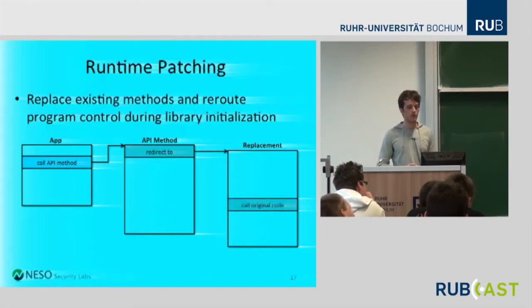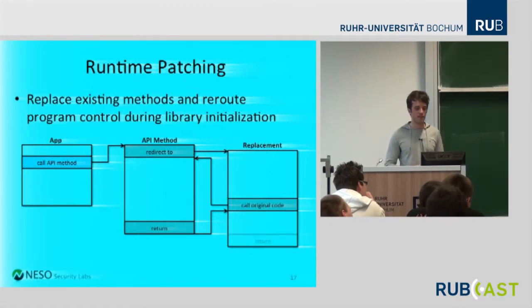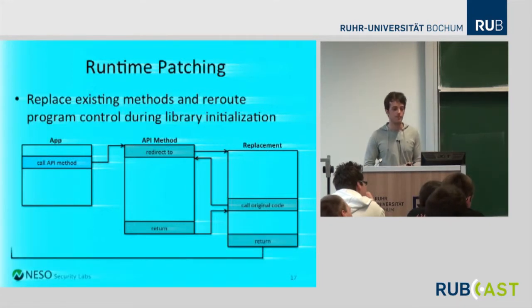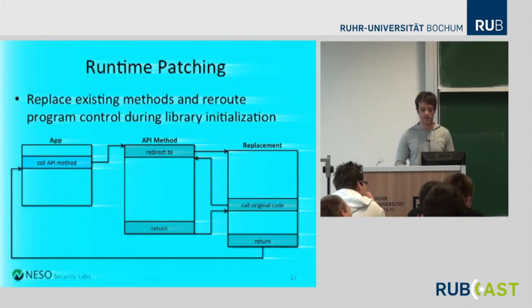It will return back to our library, so we could also inspect that value or modify it. And in the end, we could return any value we want back to the application. So we are in the middle of the execution flow and intercept every method call to the iOS API.